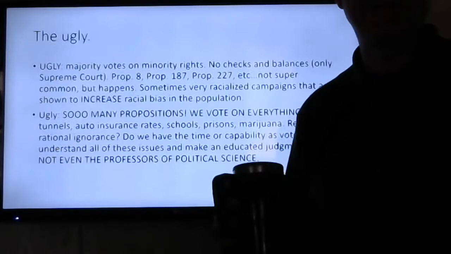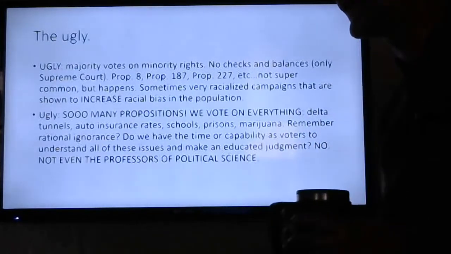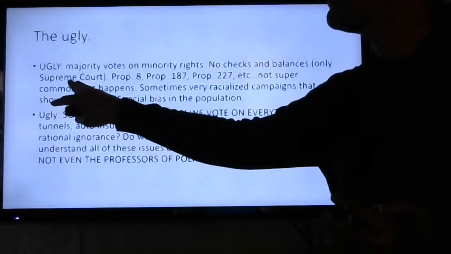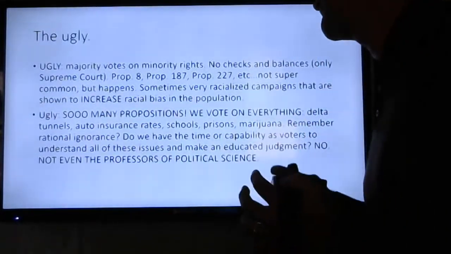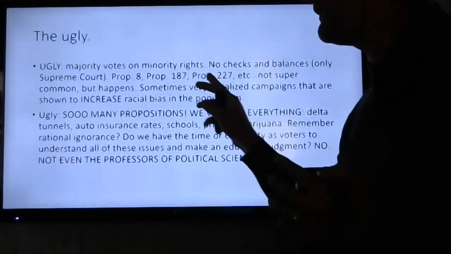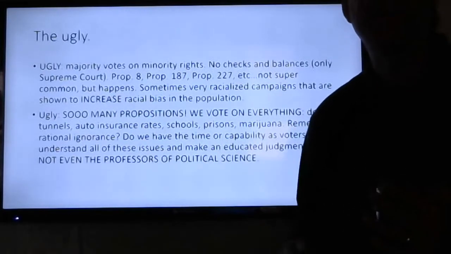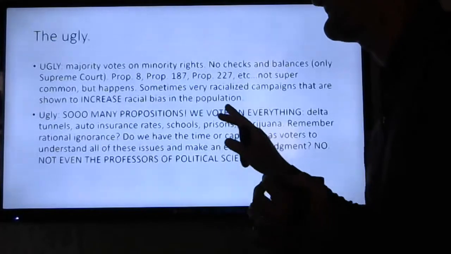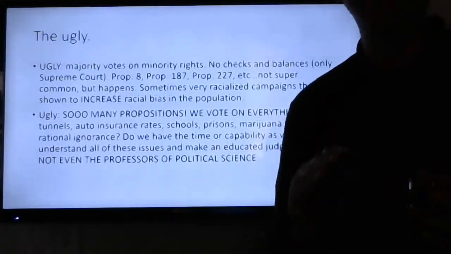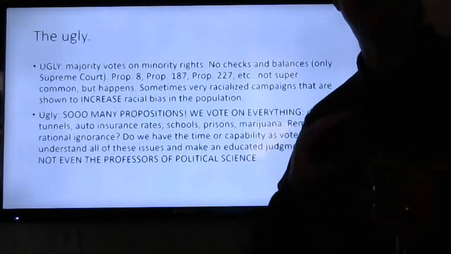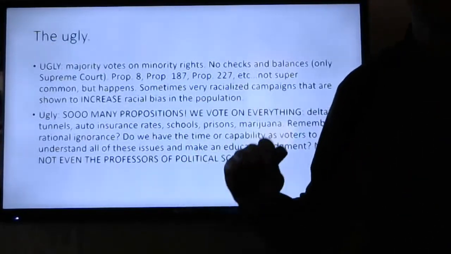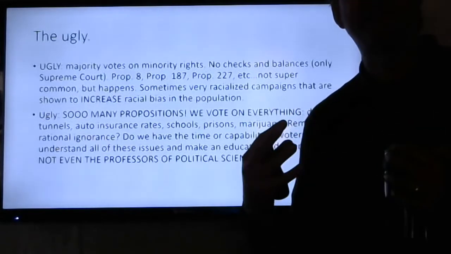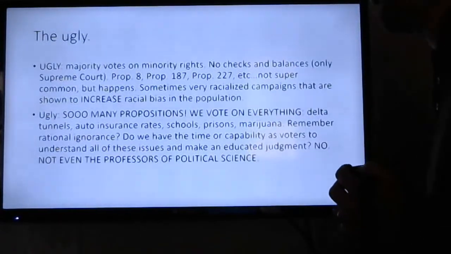The whole point of checks and balances is to protect minority rights and to give minorities a voice in the government. That's just not there with the direct democracy system. You know, a small check from the Supreme Court, but no strong balancing, okay? There are not a lot of these majority votes on minority rights, but they're some of the ugliest cases we have. And interestingly, things like 187, when you have these racialized campaigns, they're actually shown to increase racial bias in the population. Because you get advertisements that are like, it's an invasion, or they, whoever they are, are getting something special that you're not getting. And then people start to feel more prejudice. It increases the racial prejudice because of the advertising campaigns, okay?